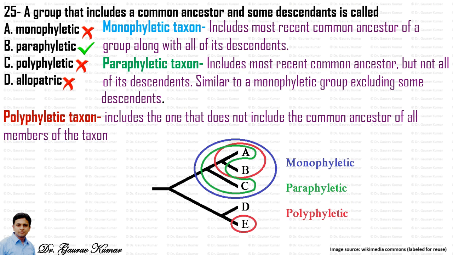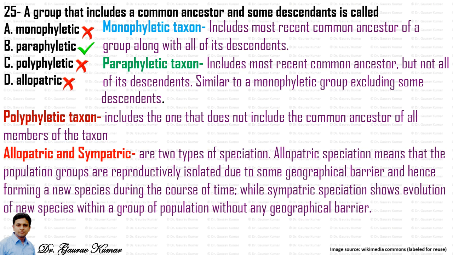Now allopatric and sympatric are types of speciation. Let's read a little bit about them also. Allopatric speciation means that the population groups are reproductively isolated due to some geographical barriers and hence form a new species during the course of time, while sympatric speciation shows evolution of new species within a group of population without any geographical barrier. I will be dealing with these allopatric and sympatric speciation in my core lecture notes.